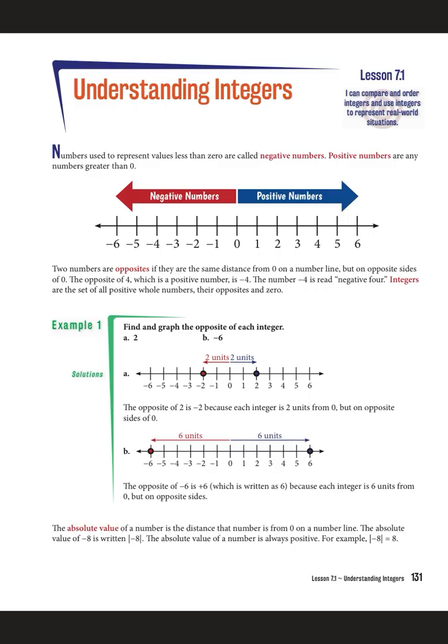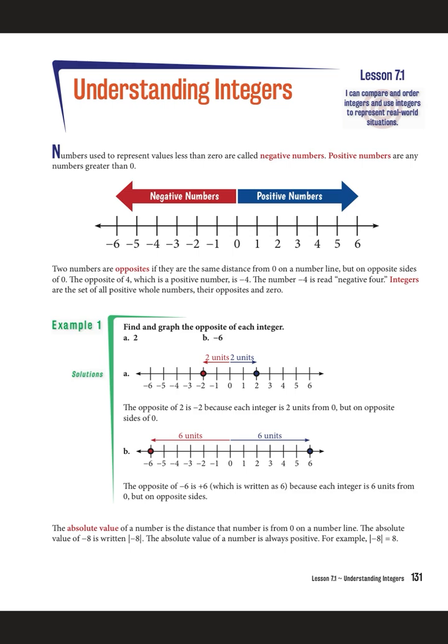Two numbers are opposites if they are the same distance from 0 on a number line, but on opposite sides of 0. The opposite of 4, which is a positive number, is negative 4. The number negative 4 is read negative 4. Integers are the set of all positive whole numbers, their opposites, and 0. So again, integers are the set of all positive whole numbers, their opposites, and 0.